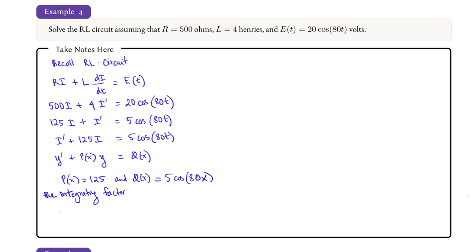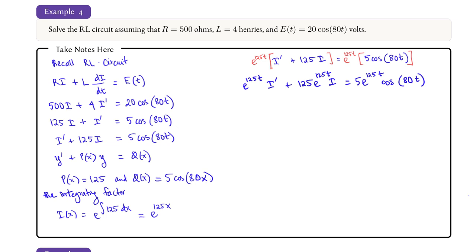And so the integrating factor is I of x equals e to the integral of p of x dx, but p of x is 125. And so the integrating factor is e to the 125x. We then multiply the differential equation by the integrating factor e to the 125t on both sides of the equation, and we simplify.